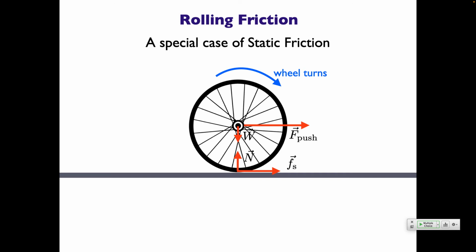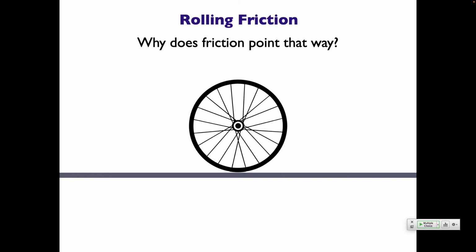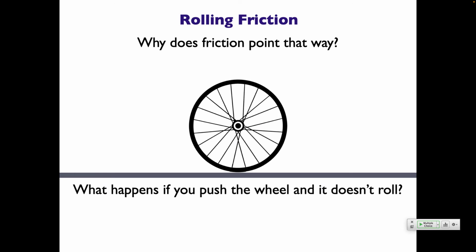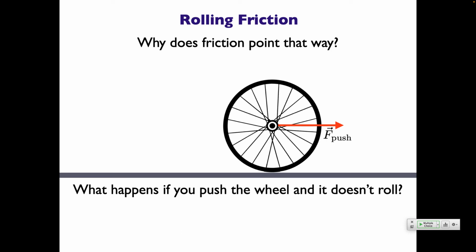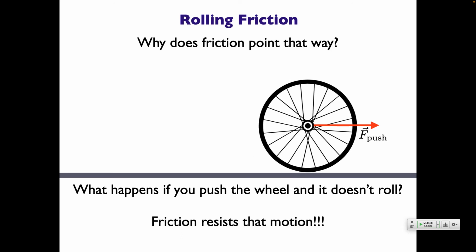But the normal force would be here, because that's where the wheel comes in contact with the road. And then the weight acts at the center of mass, which is something we'll talk about when we get to torque, okay? So why does friction point that way? Well, what happens if you push this wheel and it doesn't roll? Yeah, if there's no friction, it just slides, right? It just slides and it doesn't rotate, okay? So the friction is resisting that motion. So as the wheel rolls this way, the friction has to point the other way, okay? But it is static friction.